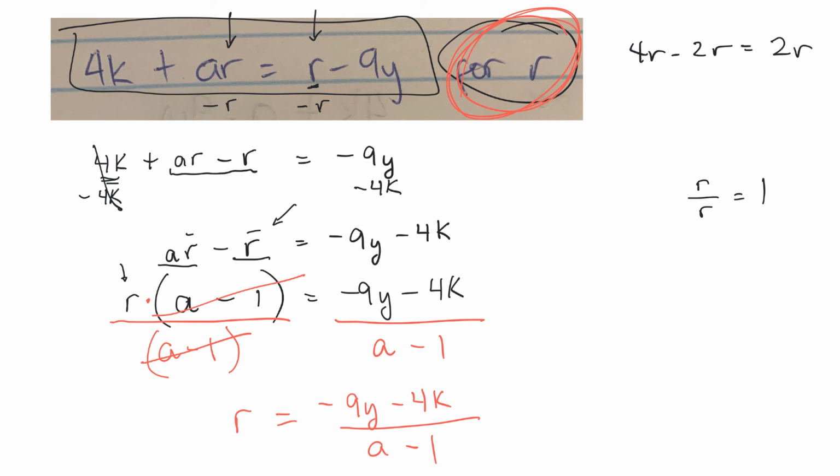Sort of looks a little bit ugly, but hopefully you got the concept. The main thing is, if you have two r's in the equation, you need to get them together on the same side of the equation. And then since both those terms have an r, you can factor an r out, figure out what you're left with, and then divide both sides by that. All right, hopefully that helps you with that question.